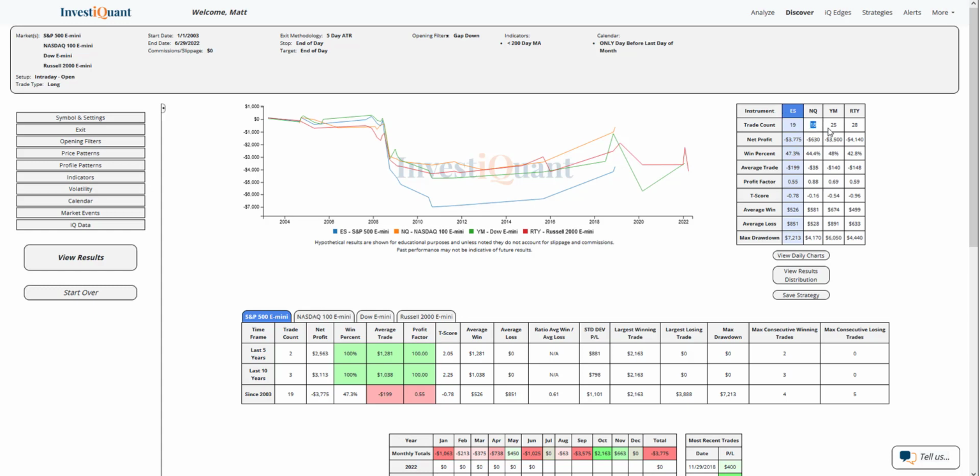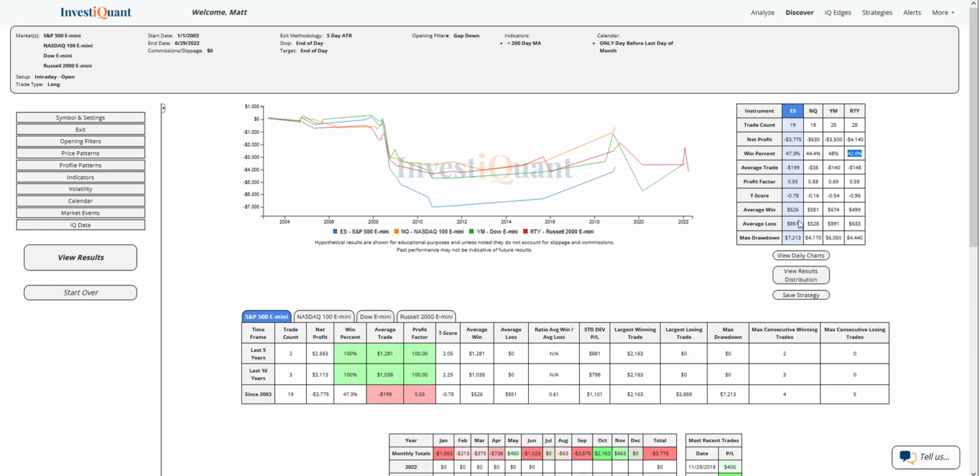We've got 18 in the NASDAQ, 25 in the Dow, 28 in the Russell. Win rates on these all a little under 50%. You've got S&P coming in 47%, NASDAQ 44%, Dow 48%, Russell 43%.